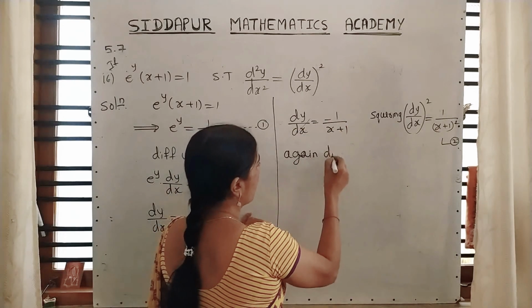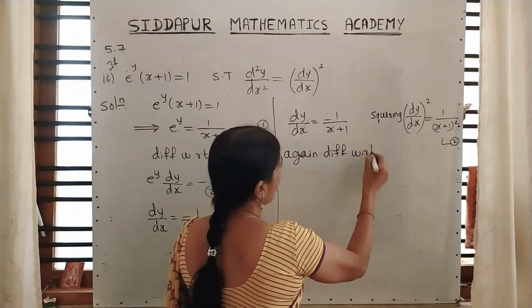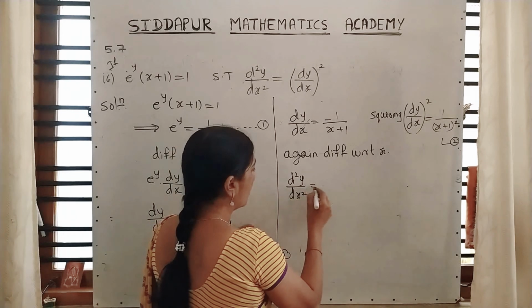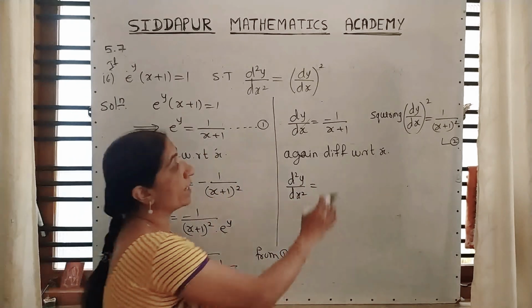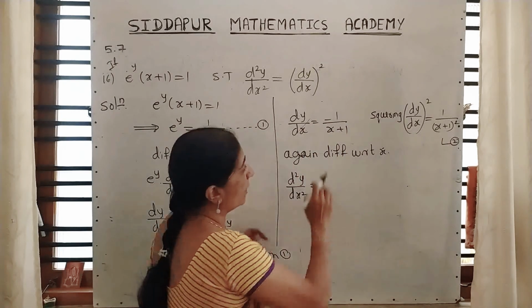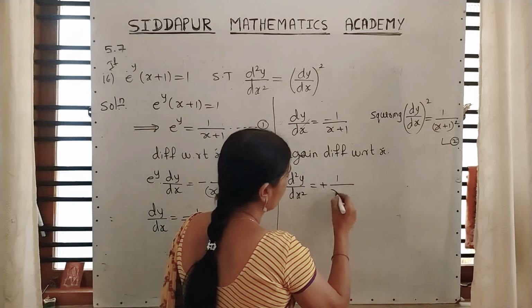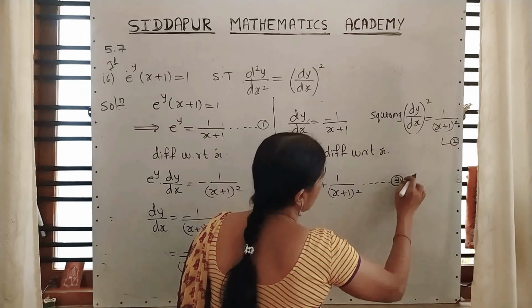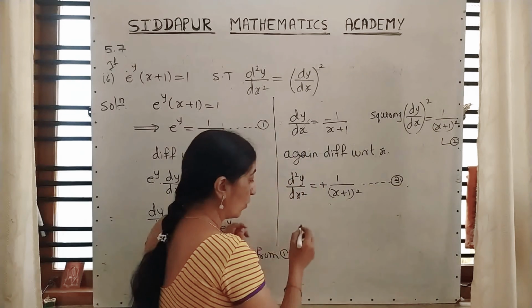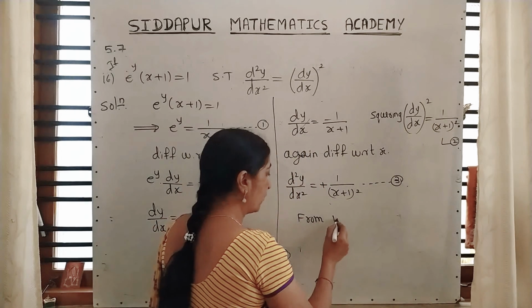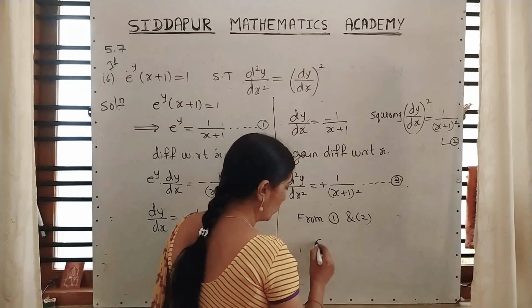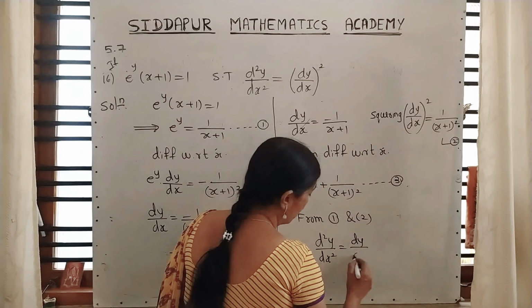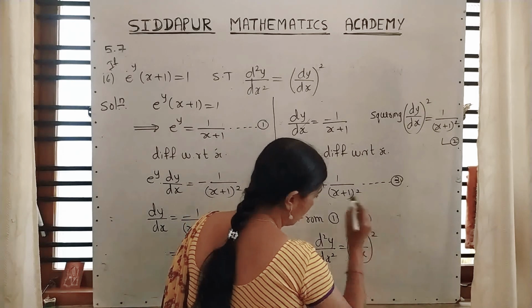Again differentiating with respect to x, this is d square y upon dx square. What is the differentiation of 1 by x? It is minus 1 by x square. Minus is already there. 1 by x square. Equation 3. See in 2 and 3, their right sides, are they equal or what? Yes, they are equal, which means their left sides are also equal. From 2 and 3, d square y upon dx square is equal to dy upon dx whole square.